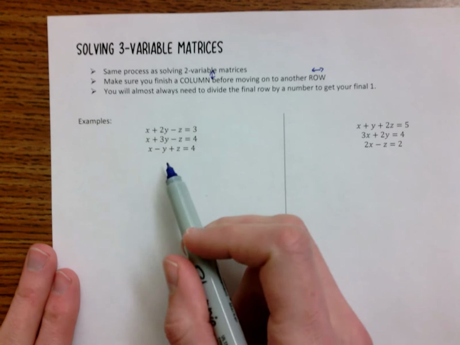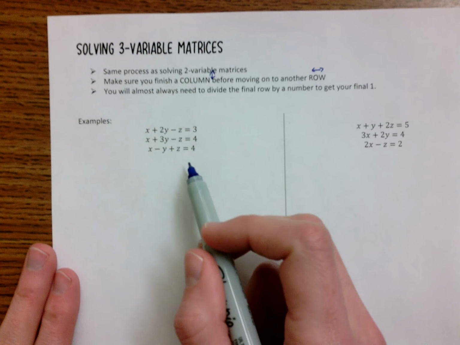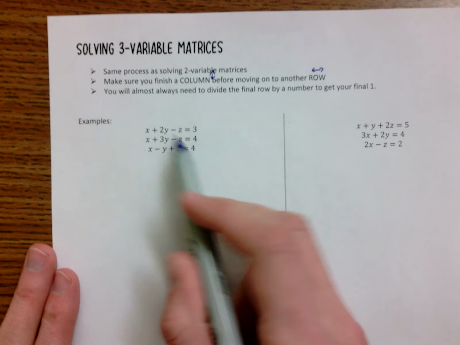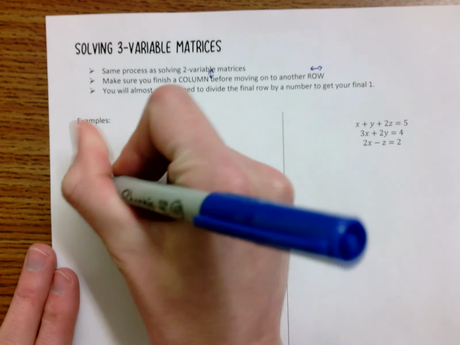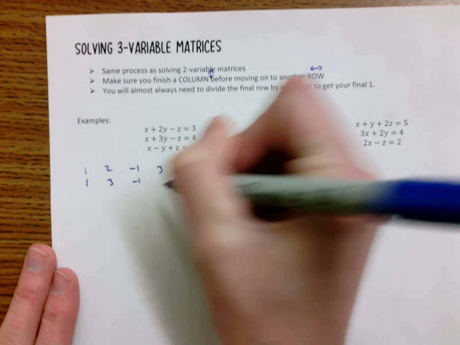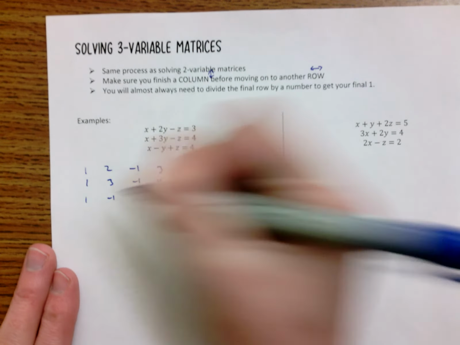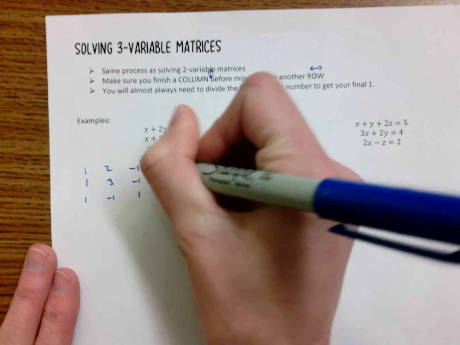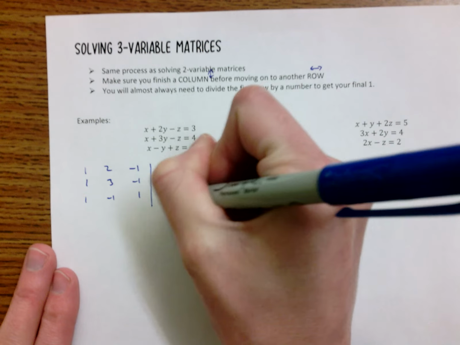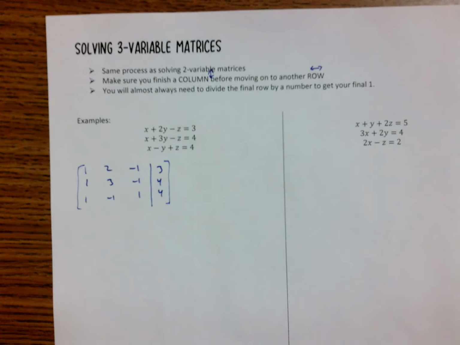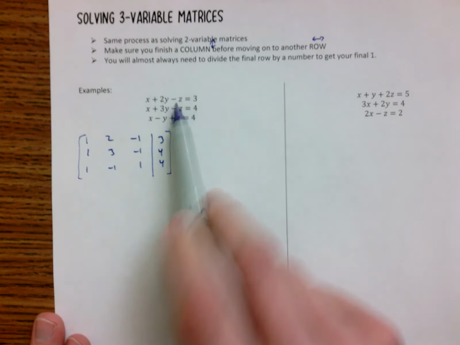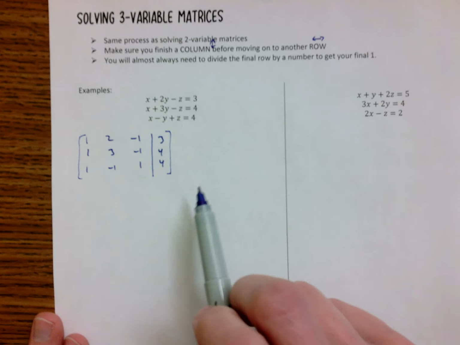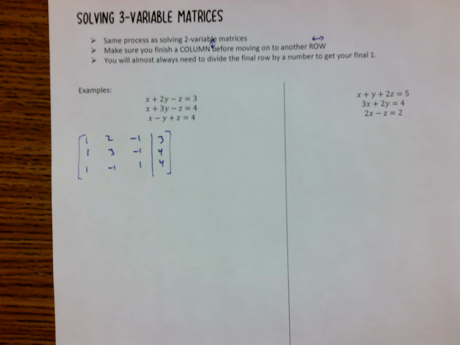The first thing I'm going to do is set up my matrix, the same way that we've been doing, putting a line between the variable side and the answer side. So I'm going to have 1, 2, negative 1, 3, 1, 3, negative 1, 4, 1, negative 1, 1, 4. Be really careful when you copy these, because it's the absolute worst to do a whole problem and get it completely wrong because that was supposed to be a negative 1 and I wrote a positive 1.